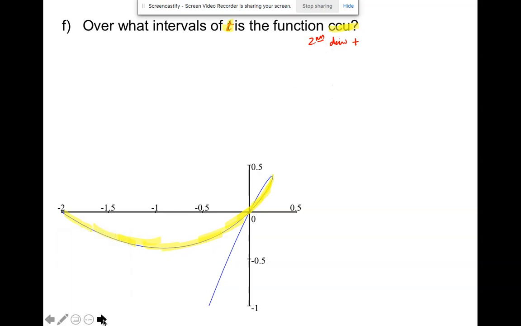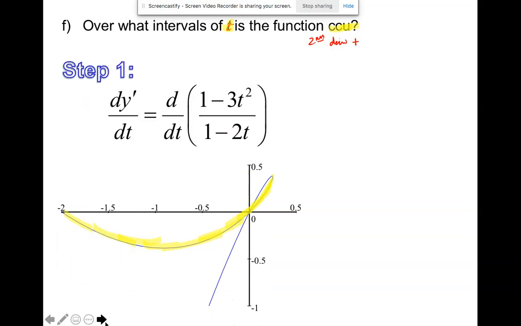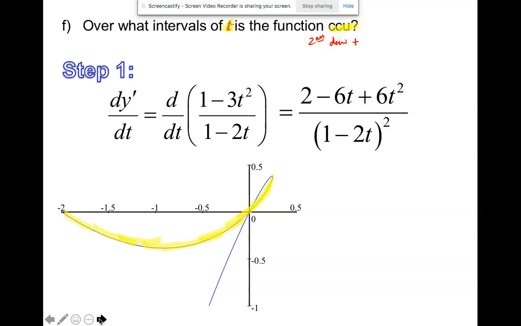So I need the second derivative and where the second derivative is positive. But I have a calculator. I am going to find this to demonstrate the quotient rule in case you have to do it by hand. So the derivative with respect to t is dy. Step 1 is find the derivative of y prime with respect to t. Often it takes the quotient rule. There's my quotient rule cleaned up a little bit.